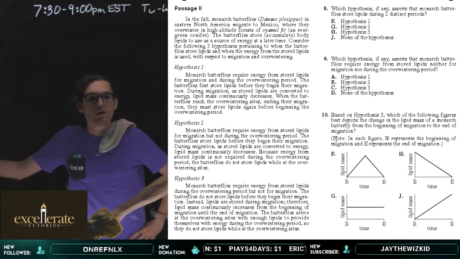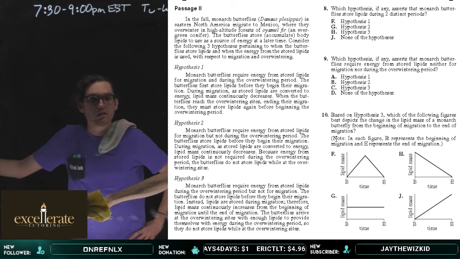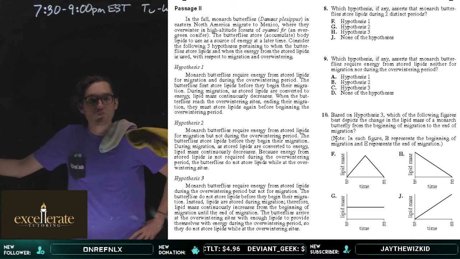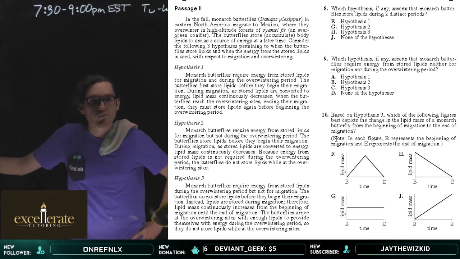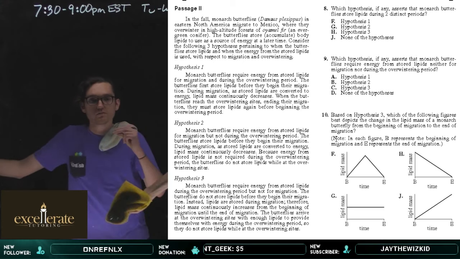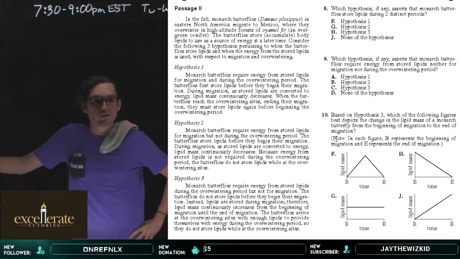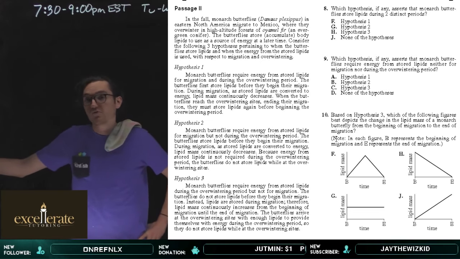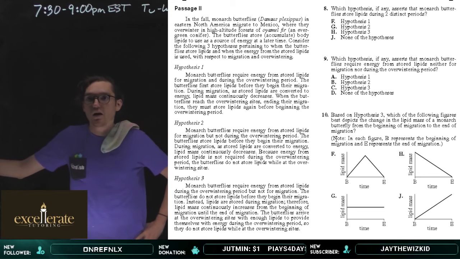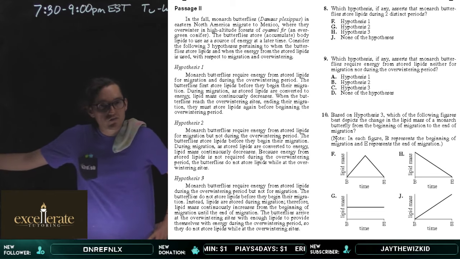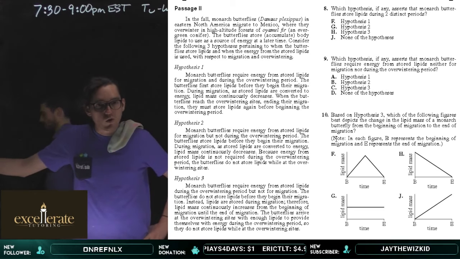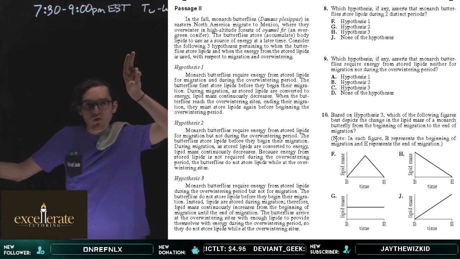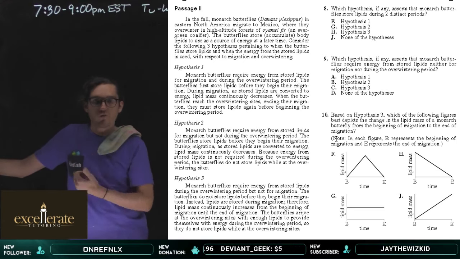The butterflies store body lipids to use as a source of energy at a later time. Consider the following 3 hypotheses. Hypothesis 1, monarch butterflies require energy from stored lipids for migration and during the overwintering period. Hypothesis 2, monarch butterflies require energy from stored lipids for migration, but not during the overwintering period. Very simple difference between those two. That's why reading these intro sentences helps. Hypothesis 3, monarch butterflies require energy from stored lipids during the overwintering period, but not for migration. Very simple differences for both, for migration, for overwintering.